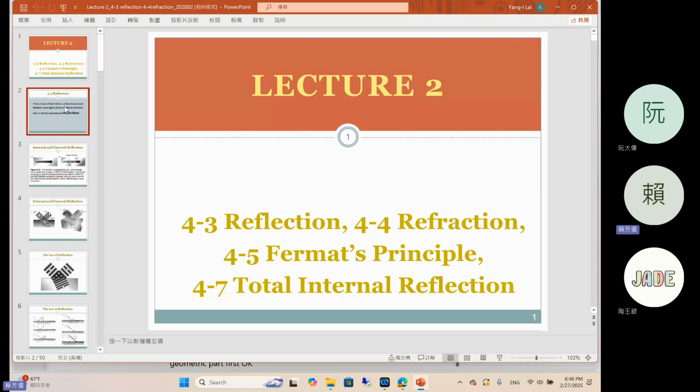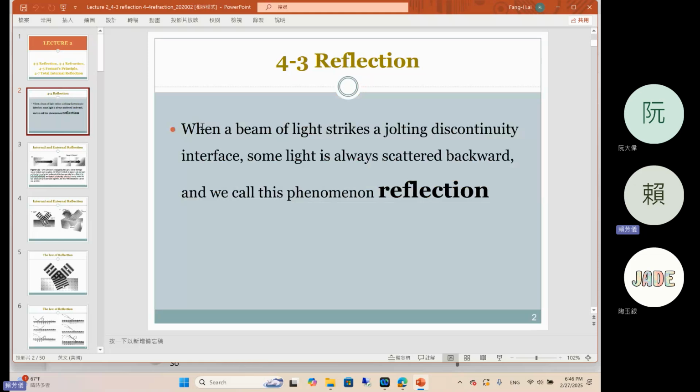Sometimes I will skip some sections that are more related to physical optics, and then we will come back to discuss this part after the midterm.